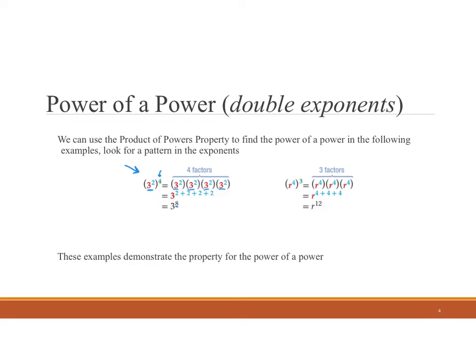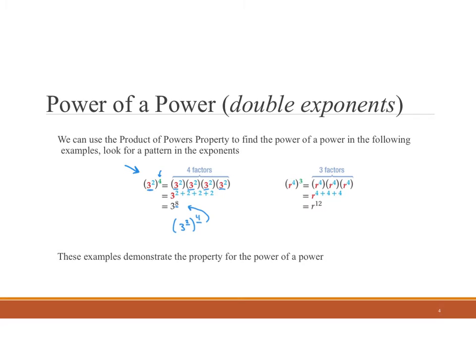Well, if you notice, going back to our original problem, 3 squared to the 4th power, 2 times 4 is also 8. Okay, so instead of expanding your problem out like this illustration does, whenever you have a power to a power, you can multiply your exponents together, and that'll give you the same answer.